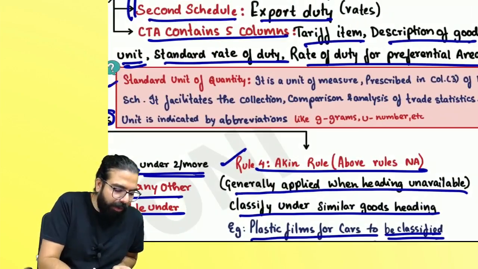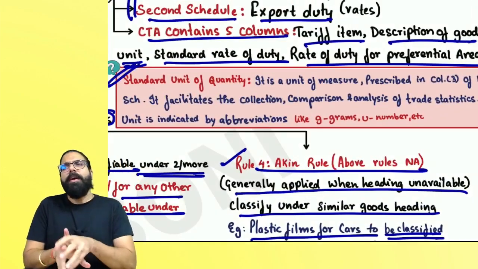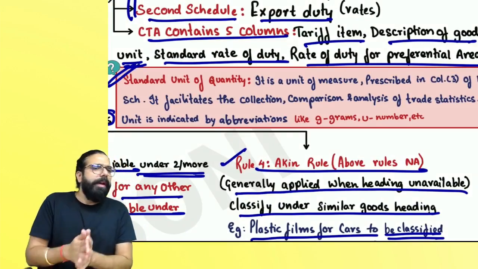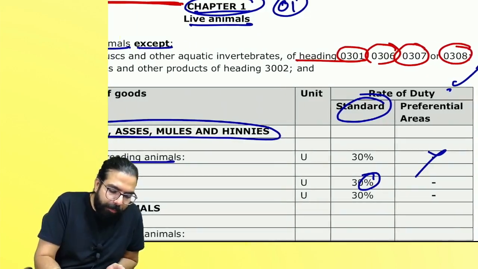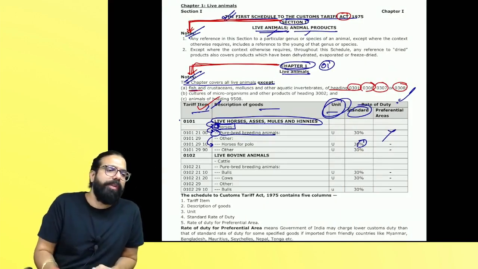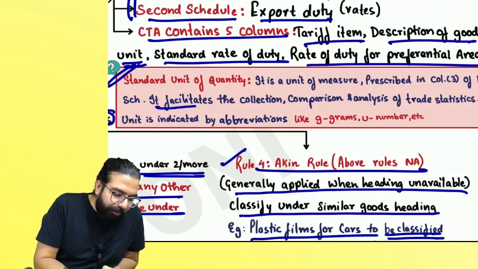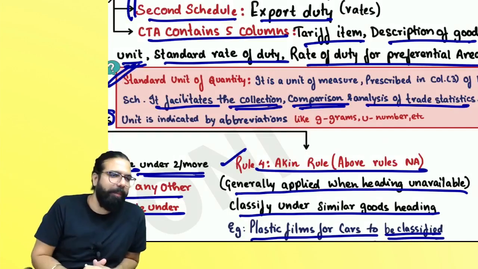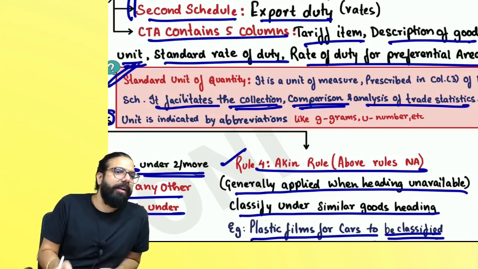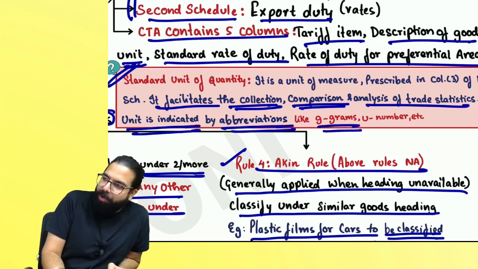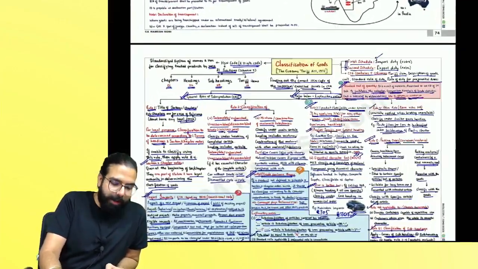Now on the right hand side you have over here one small question which they sometimes ask in the exam: standard unit of quantity. What do you mean by standard unit of quantity? It is a unit of measure. It is prescribed in column number 3 of the Customs Tariff Act. You will be able to see it in the third column. It facilitates the collection, comparison, and analysis of trade statistics. Very important line. If by chance they ask you, you have to remember: it facilitates the collection, comparison, and analysis of trade statistics. Unit is indicated by abbreviation like G for grams, not G for genius, G for grams, U for numbers, etc. Are we clear, everyone?